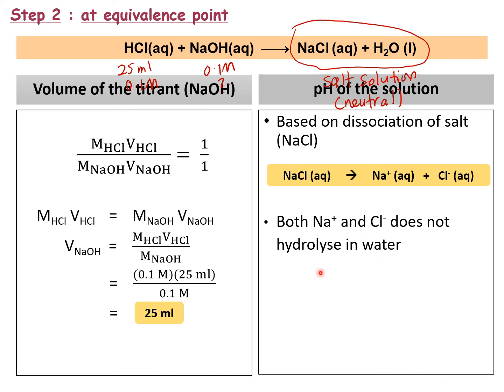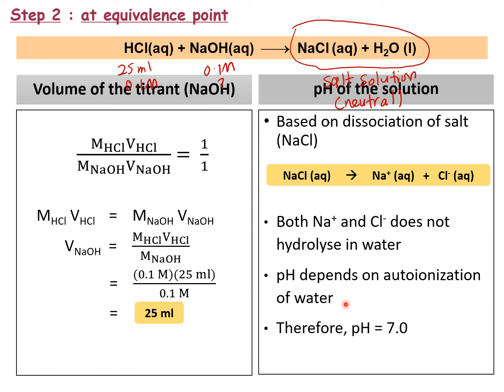Okay, dekat sini kita boleh pendekkan explanation kita. Tak perlu nak buat macam kita describe salt. Okay, so pH depends on auto-ionization of water. Therefore, pH equals to 7. Okay, settle maklumat untuk step yang kedua at equivalent point. Okay, so let's move on to the next step.